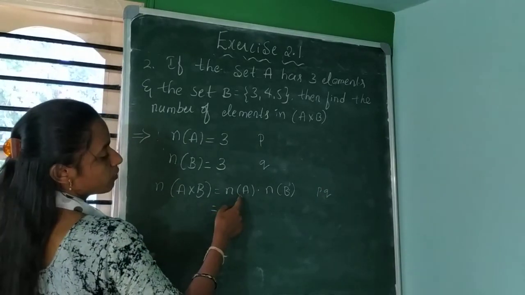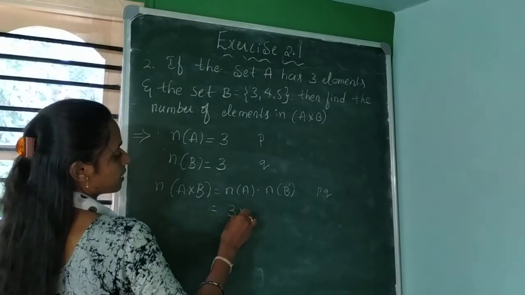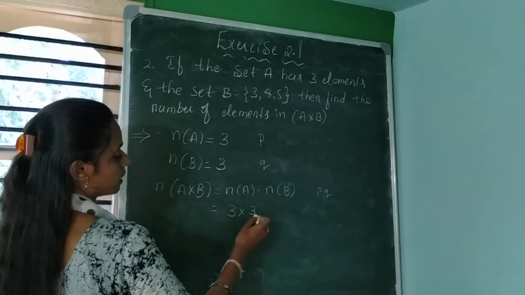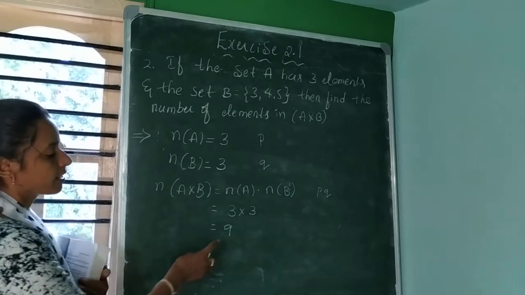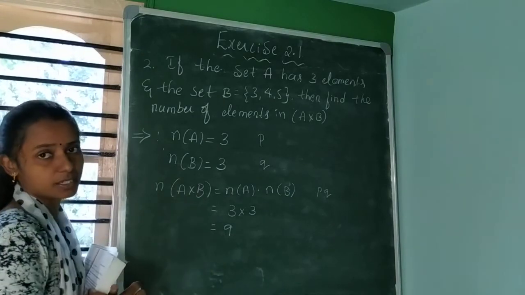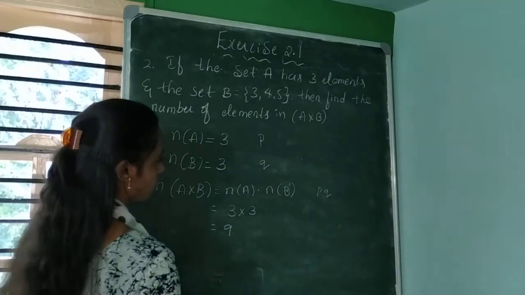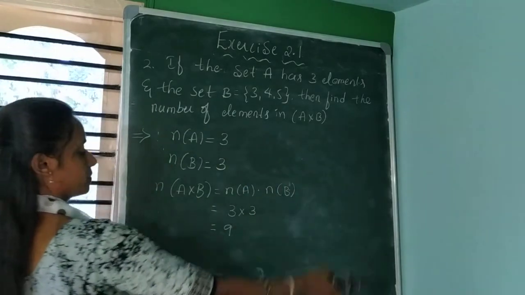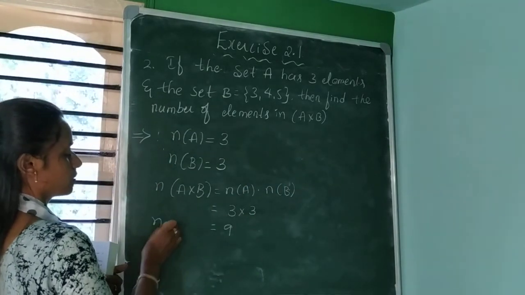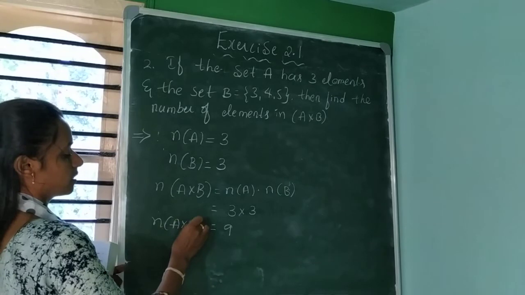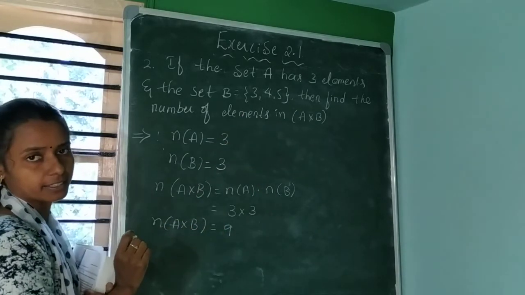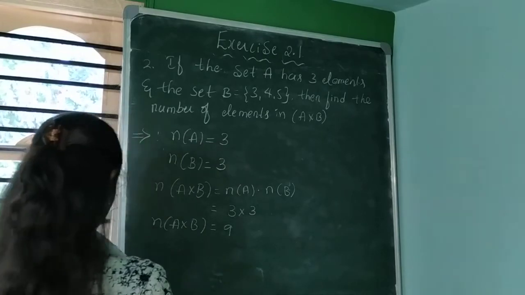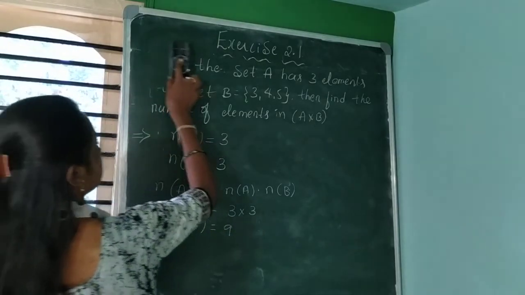Now, number of elements in A is 3. Number of elements in B is also 3. 3 into 3 is 9. Hence, there are 9 elements in A cross B. Is it clear? This is just for a 1 mark question. Hence, the number of elements in A cross B is 9. This is the answer for the second question. Next, third one.